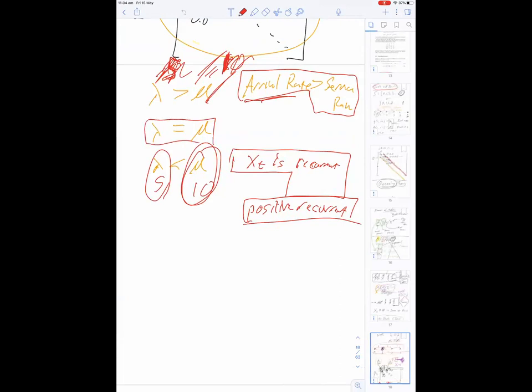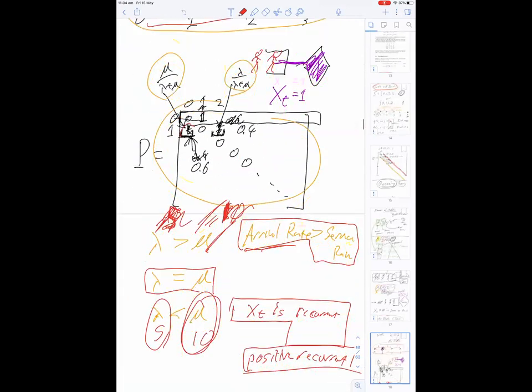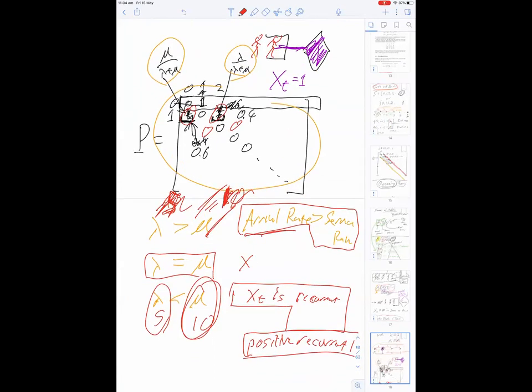Now, what about lambda equals mu? If lambda equals mu, the probabilities of transition each time are going to be half, half, half, half. So we're doing a symmetric walk. And then X of T is recurrent, so we do return to each state with probability 1, but X of T is what we call null recurrent.